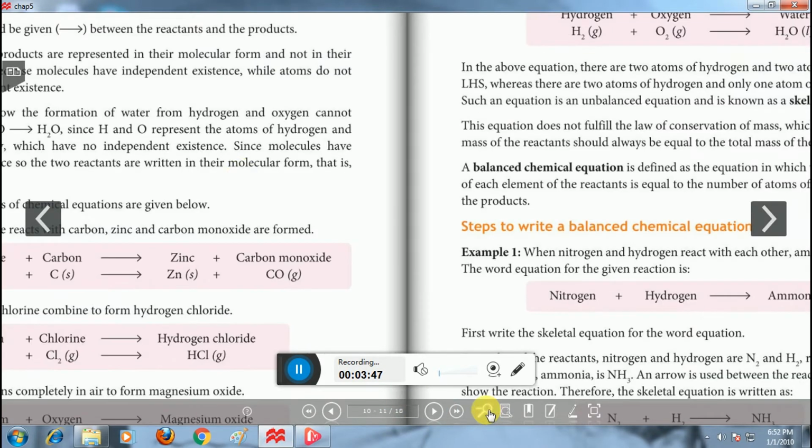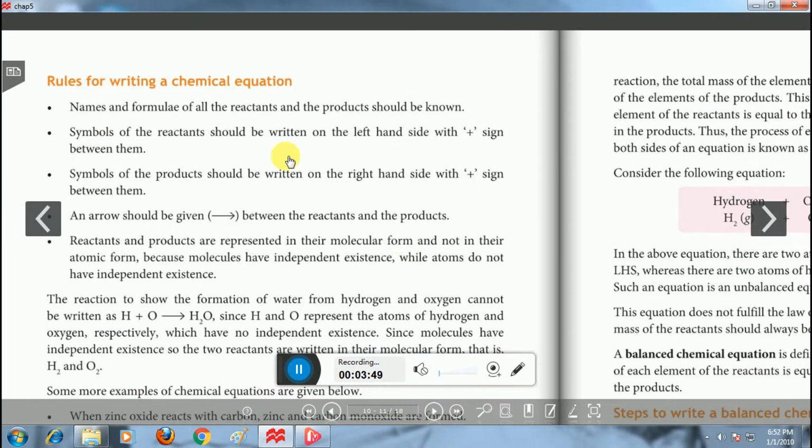Now we'll learn how to write chemical equations. There are certain rules for writing chemical equations. Names and formulas of all the reactants and products should be known. And you know how to write the molecular formula of the reactants and the products by knowing the valency and doing the criss-cross method, which we discussed in the last videos.